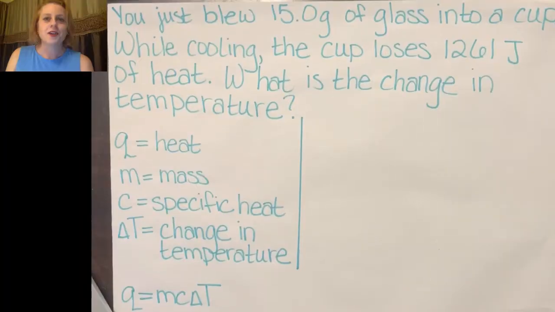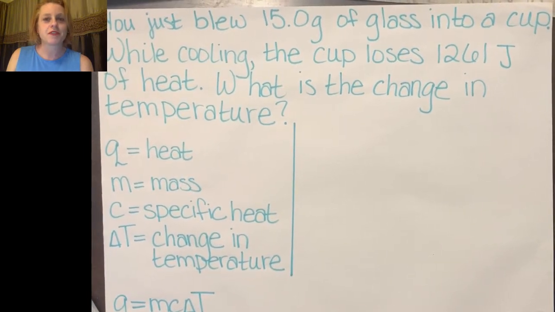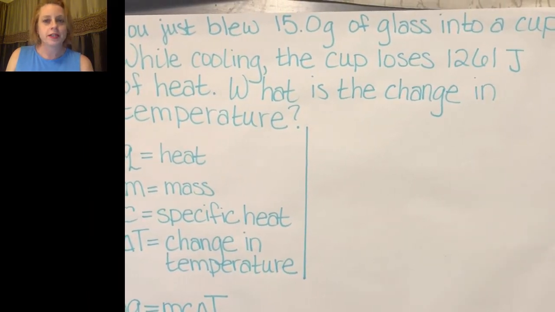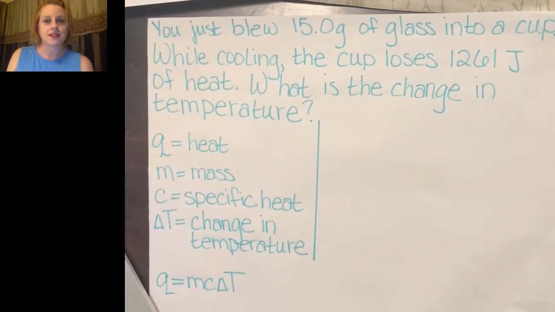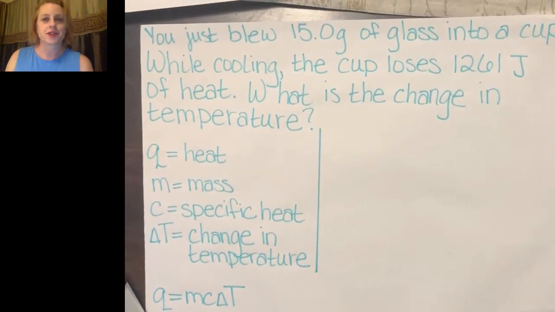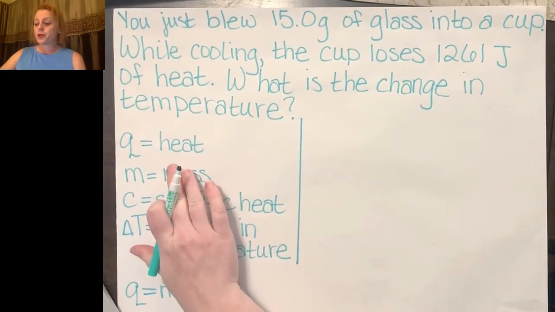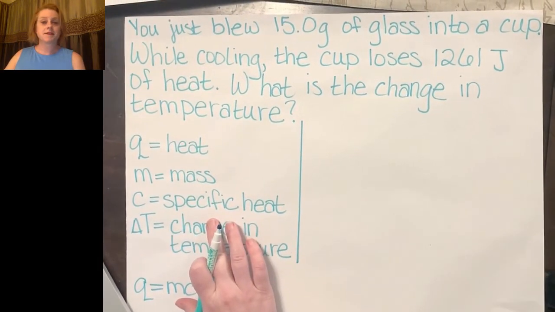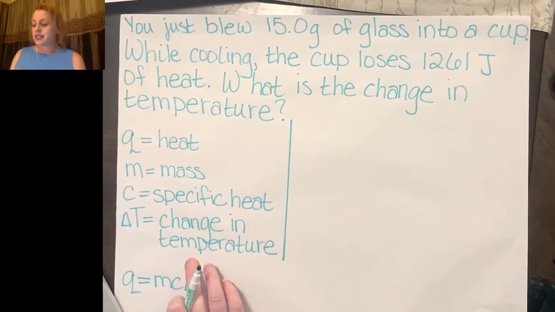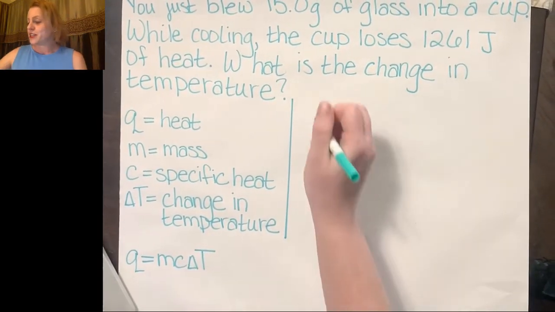All right, let's do one more example. You are a glassblower who just blew 15 grams of glass into the shape of a cup. While cooling, this cup loses 1,261 joules of heat. What is the change in temperature? So let's plug in our numbers again. Remember, Q is the heat, M is the mass, C is the specific heat, and delta T is the change in temperature.